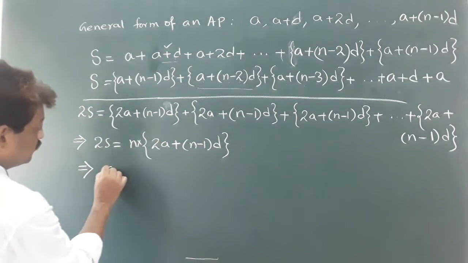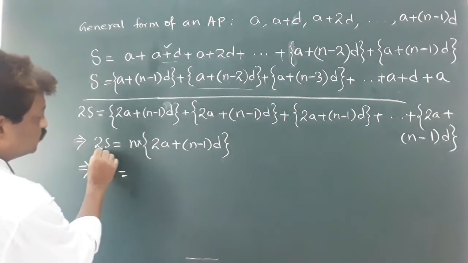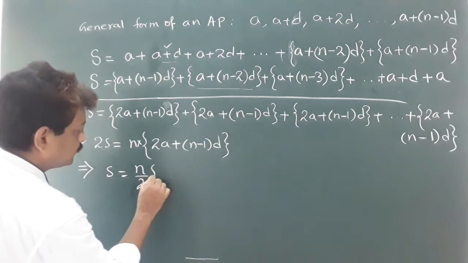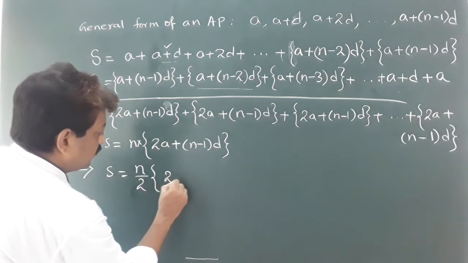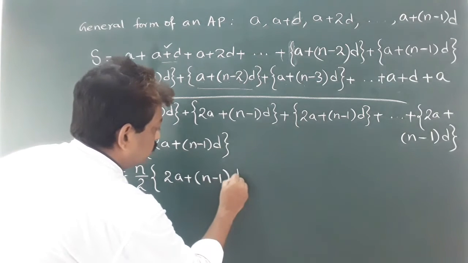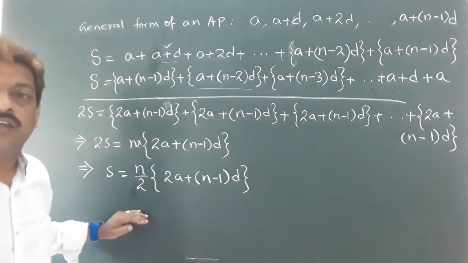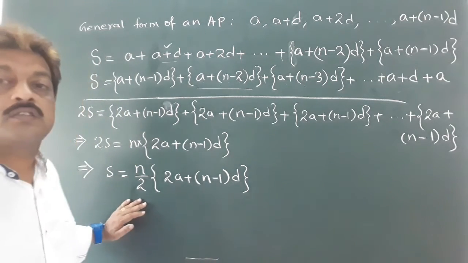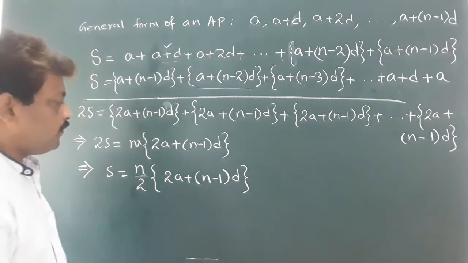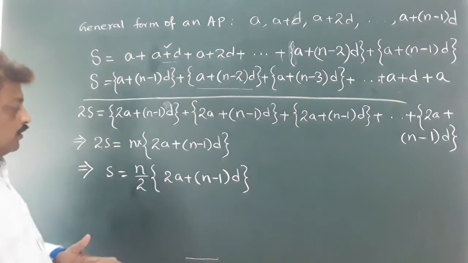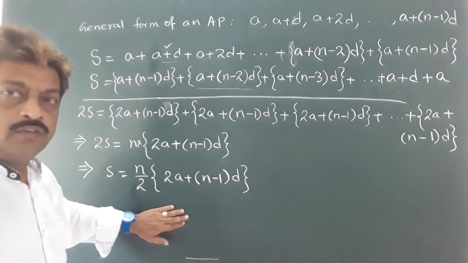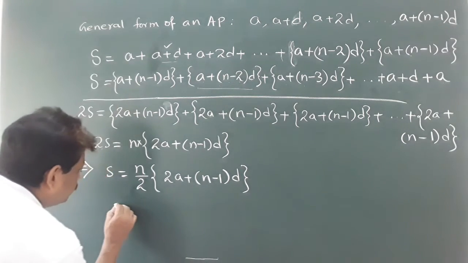So what is S equal to now? These 2 will go to the denominator, so it will become n by 2 times (2a plus (n minus 1)d). So this is the formula to find the sum of n terms of an AP. Okay? Understood? Now see, we can also break this into another form.